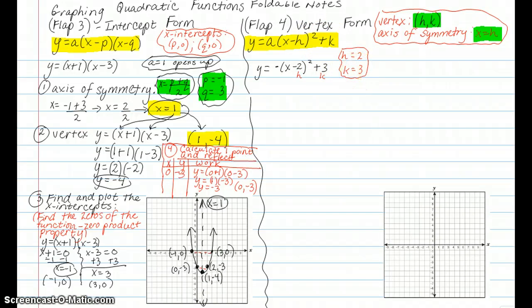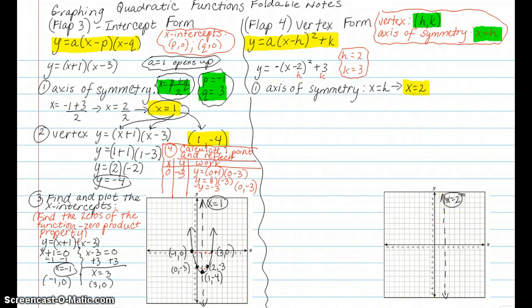So the first thing that we're going to do again is draw the axis of symmetry. So 1 is the axis of symmetry as x equals h. And since x equals h and h is 2, we already determined that right here, then it's going to be a vertical line at 2. So we're going to draw that in. That's going to be our axis of symmetry, and our equation for that is x equals 2.